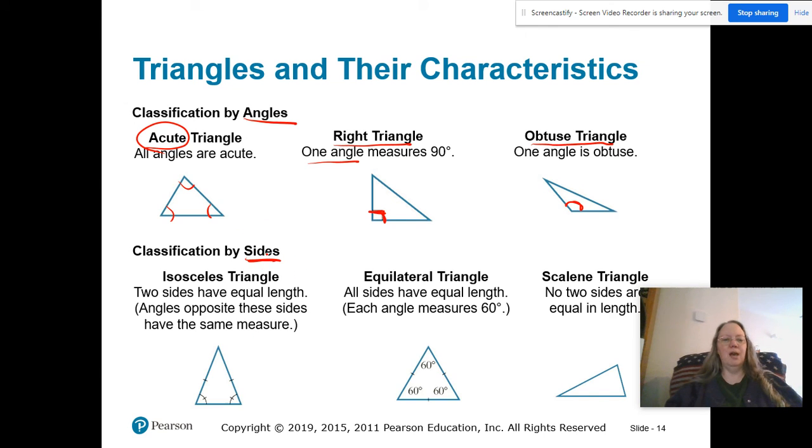To classify by sides, we talk about sides having the same length. So if we have two sides that are the same length, that's what these little hash marks mean, that those two lengths are the same, then we call it an isosceles triangle. And by the way, the angle that's opposite the side, therefore, must also have the same measure. Okay, so if we have two sides that are the same, we also have two angles that are the same.